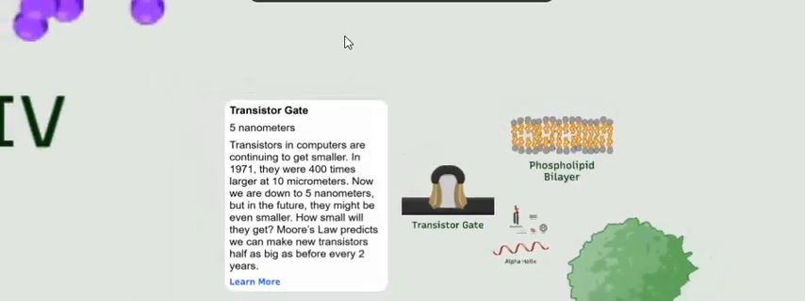Transistor gate, 5 nanometers. Transistors in computers are continuing to get smaller. In 1971, they were 400 times larger at 10 micrometers. Now we are down to 5 nanometers, but in the future they might get even smaller. How small will they get? Moore's law predicts we can make new transistors half as big as before every 2 years, but definitely not to the size of an atom.